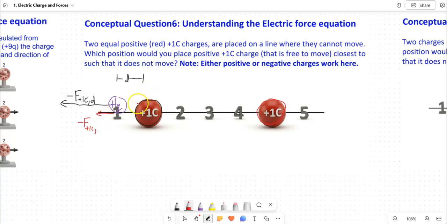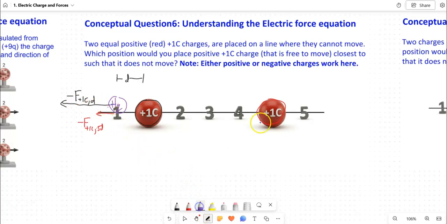But this guy is a distance 1, 2, 3, 4, 5, so it's a distance 5d away. That means its force is going to be 25 times smaller than the other charge, because you have to square that. So if you put this purple positive 1Q charge right here, it's just going to take off to the left.